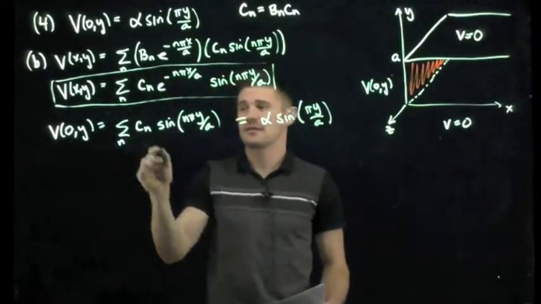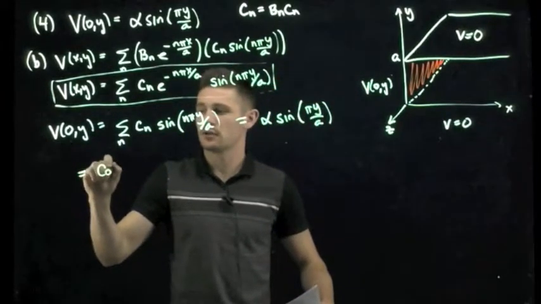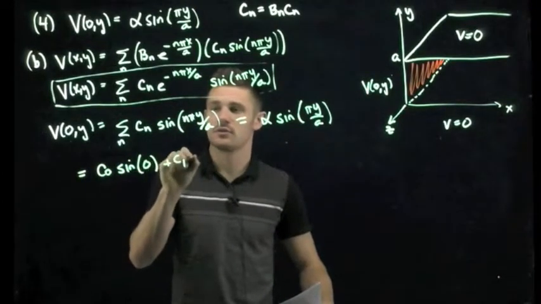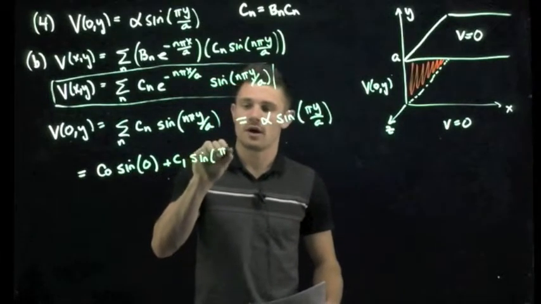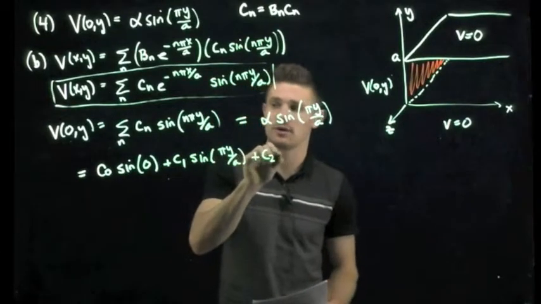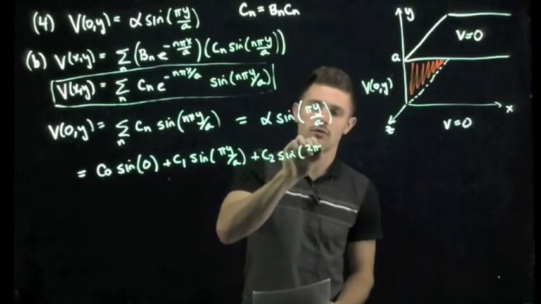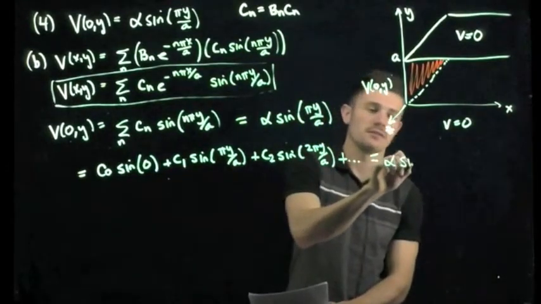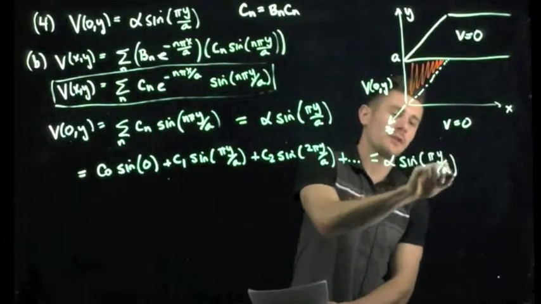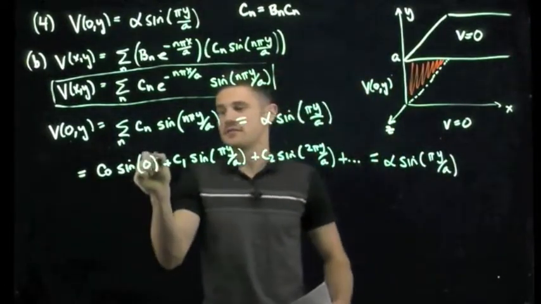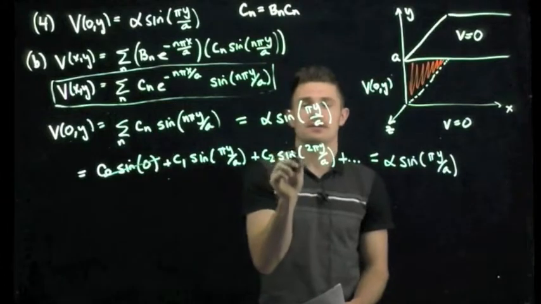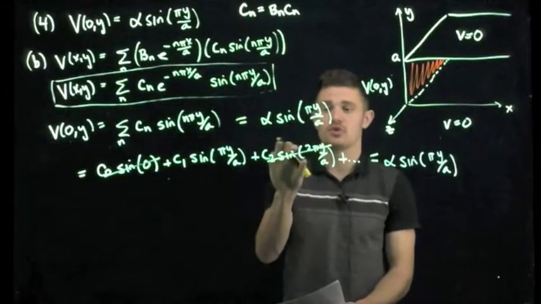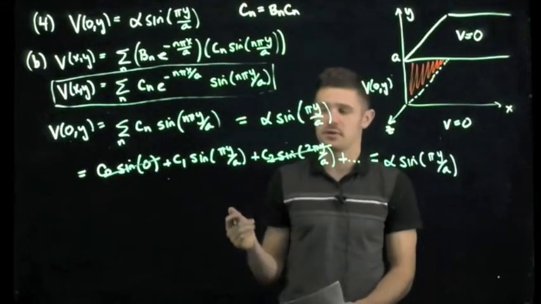So if we expand this sum out, we're going to have c0 times sine, when n is equal to 0, this is just 0 inside, plus c1 sine of pi y over a, plus c2 sine of 2 pi y over a, etc. And again, this is still equal to alpha sine of pi y over a. But right away we know that the sine of 0 is 0, so that goes away, and the sine of 2 pi times any integer value is still going to give us 0, because any 2 pi multiple of the sine term is always going to give us 0.